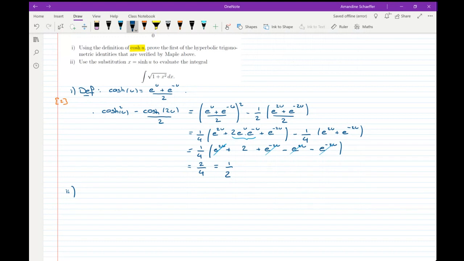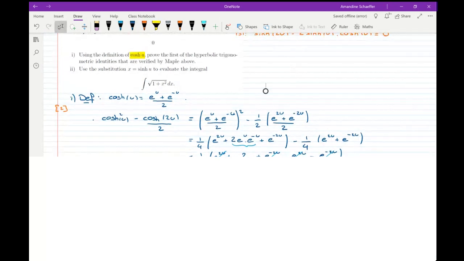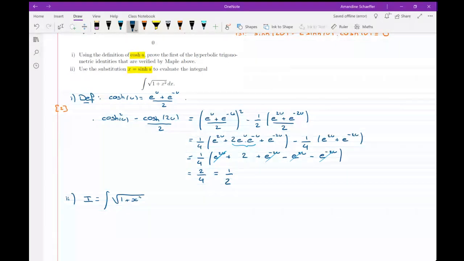Next question is a bit harder, but very interesting. So we're going to use all of this to find an integral. Use the substitution x equals sinh u to evaluate this integral. I'm going to give it a name. I is the indefinite integral, because we don't have limits, of the square root of 1 plus x squared dx.